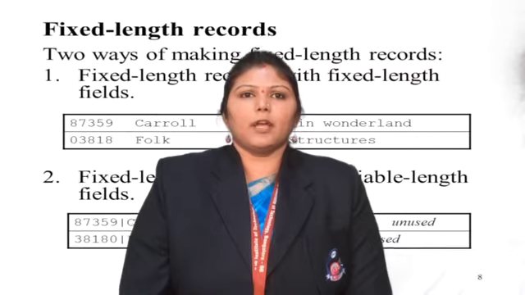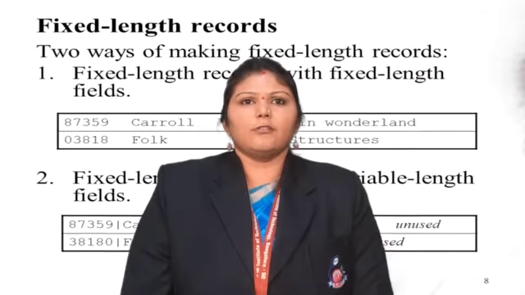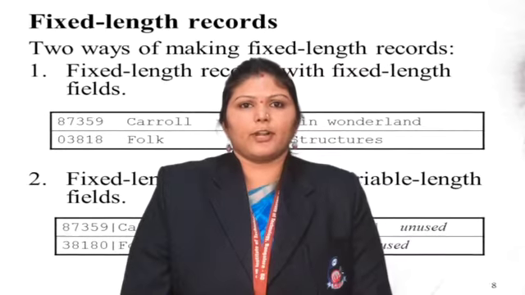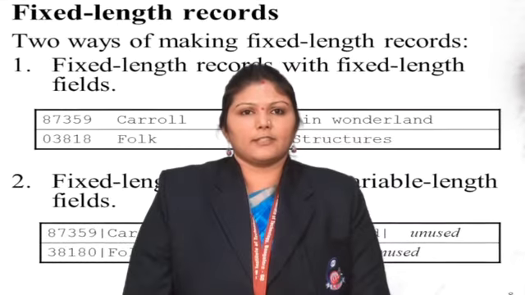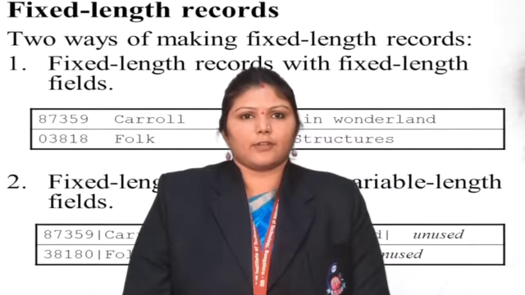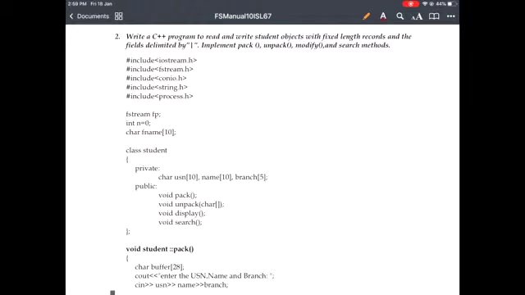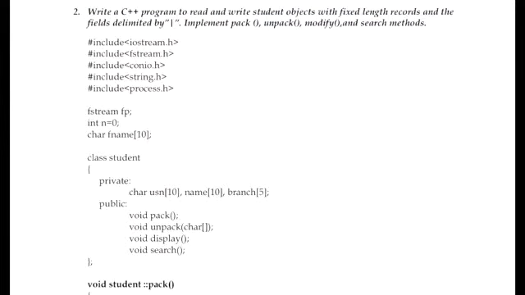Second program is all about implementing one of the record structures where we are storing fixed length records into a file, and we are implementing pack, unpack, display, modify and search methods on a fixed length record. The program is to read and write the student objects with fixed length records. Coming to the program, we use one file pointer fp, and n is the number of records. Initially it will be 0, and fname is the variable which stores the name of the file.